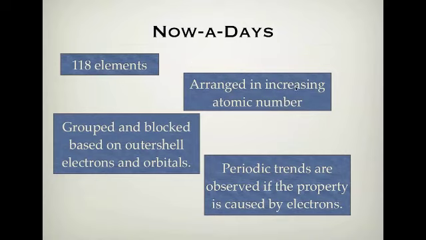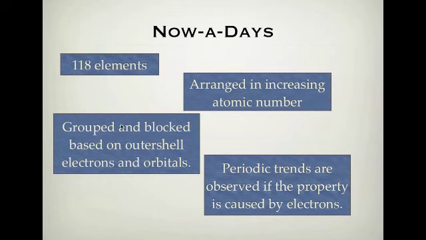Instead of arranging them like Mendeleev did in increasing atomic weight, what we do, because we understand about protons, neutrons, electrons now, we arrange them in increasing atomic number. This makes it a lot easier for us because the increasing atomic number just means it goes from 1, 2, 3, 4, 5, 6, whereas with the increasing atomic weight it was going from 1 to 4 to 7. So the increasing atomic number is a lot easier for us.